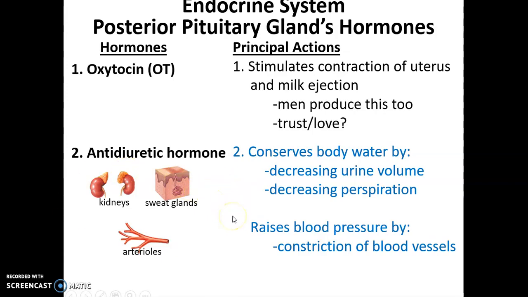Another function of antidiuretic hormone is it raises blood pressure by constriction of blood vessels. So it makes blood vessels, arteries especially, narrower, which then would increase blood pressure. And this is because when you are dehydrated, your blood volume goes down. When your blood volume goes down, your blood pressure goes down. So by constricting blood vessels, that helps to raise the blood pressure to keep it at an ideal level. That is it for this part of the lecture.